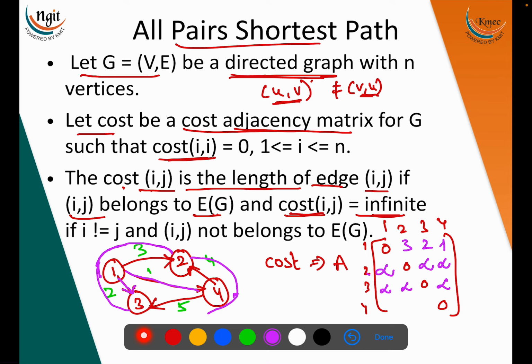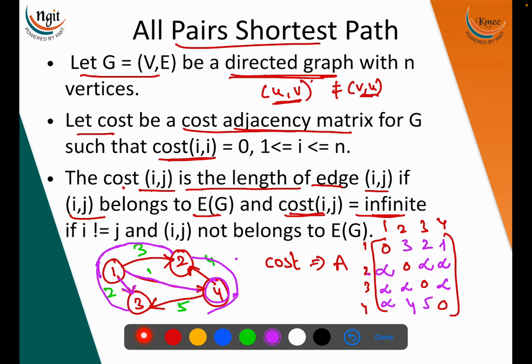Now from 4 there is an edge to 2 with a cost of 4. But 4 to 1, there is no edge, infinite. 4 to 3, there is an edge with 5. So here the point is very clear that we may not have a direct edge from one vertex to another vertex. But it is true that you can reach a vertex via some other vertex. So this is the cost adjacency matrix for this example.